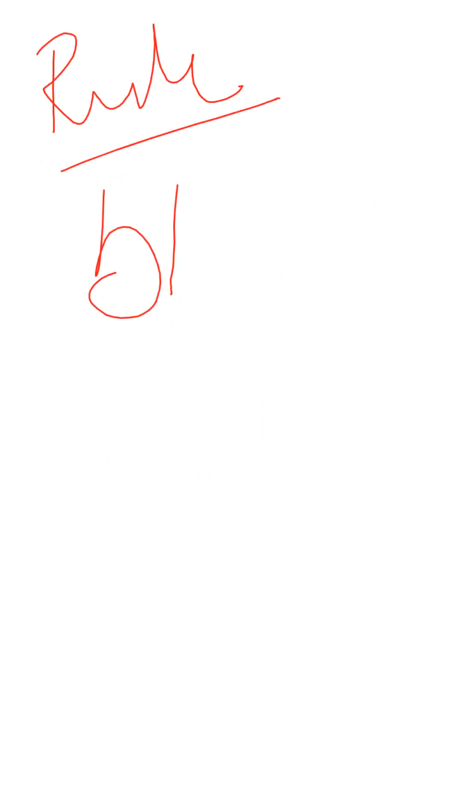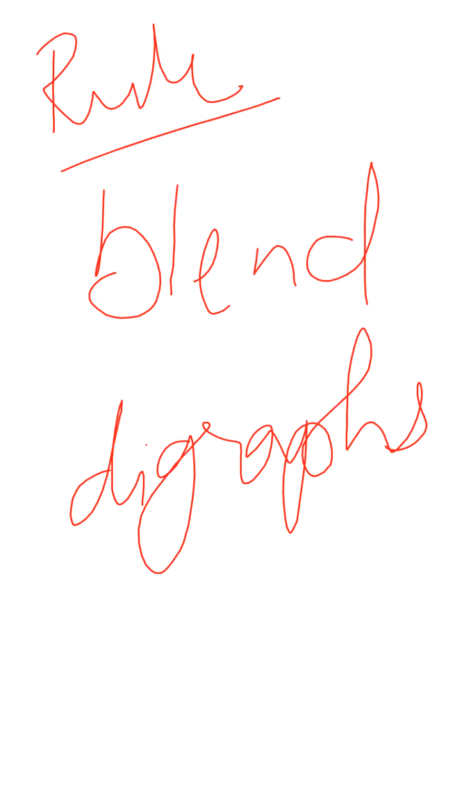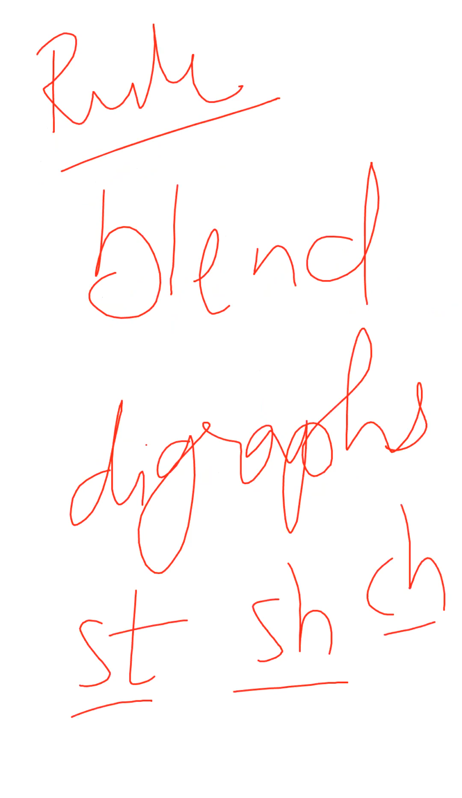Then, the next rule is you cannot separate blends and digraphs. Okay? That means like ST is a blend. SH is a digraph. CH is a digraph. So you cannot split them. Okay?